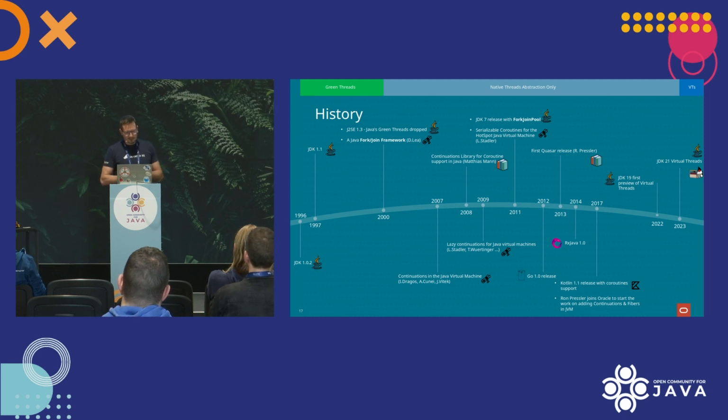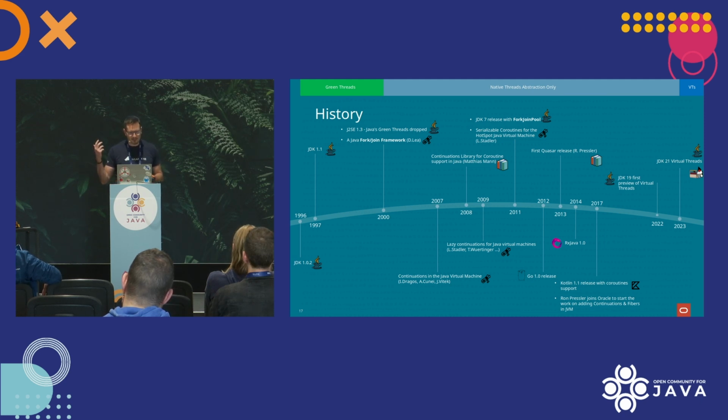After that, Kotlin comes out with coroutines. Again, they are attempting to do continuations on Java to schedule the work inside the JDK. But in the same year, Ron Pressler is drafted to Oracle to work on adding continuations and fibers to the JVM. That was how it was called at that time. He joins Alan Bateman and all the other guys on Project Loom, and it gets into motion. And from there, it's actually getting pretty fast.